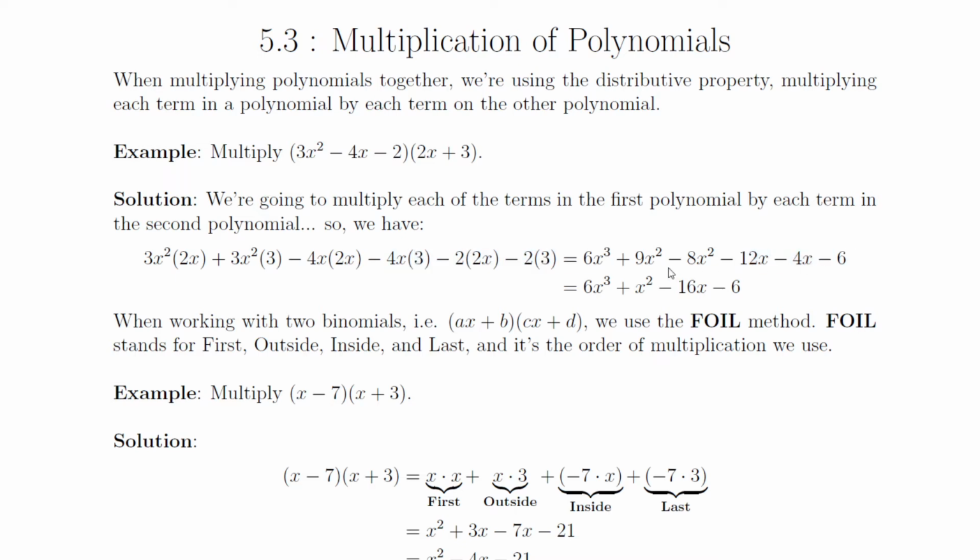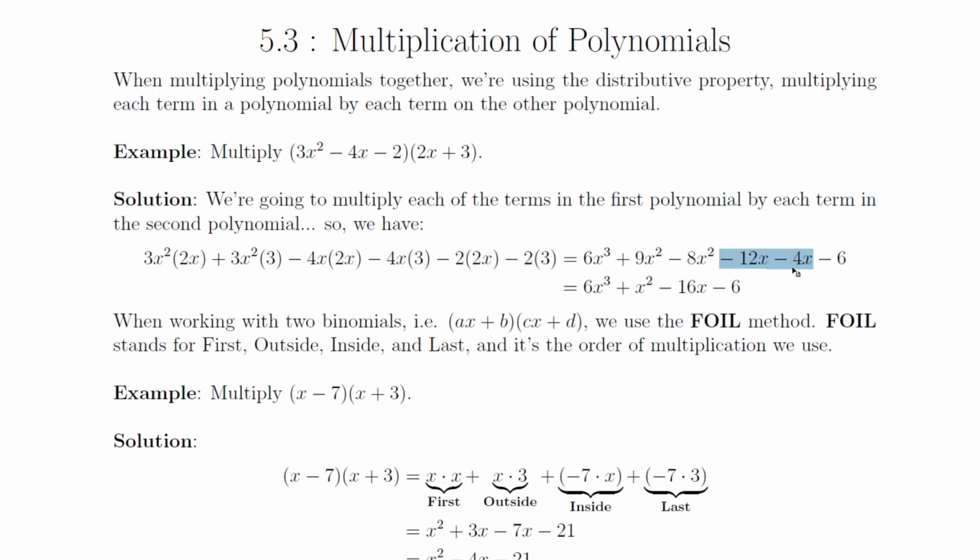When you get down to this form, you can combine certain terms. So notice how I've got a 9x squared minus 8x squared. They have the same variable and exponent connected, so that means I can combine the coefficients. So 9 minus 8 is going to be a 1.